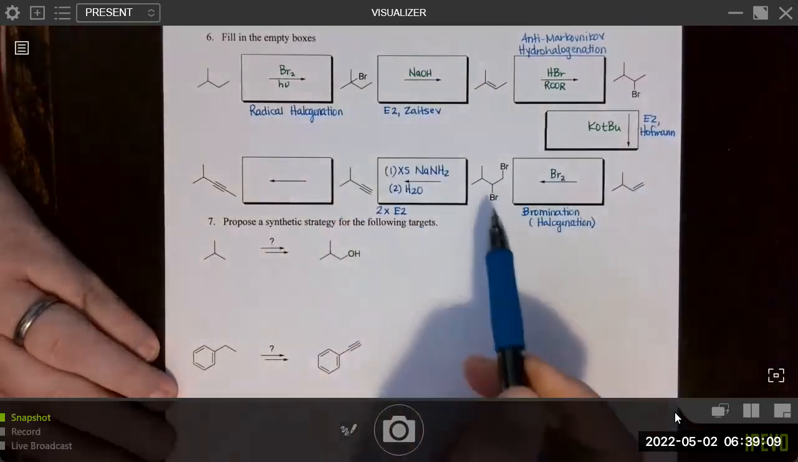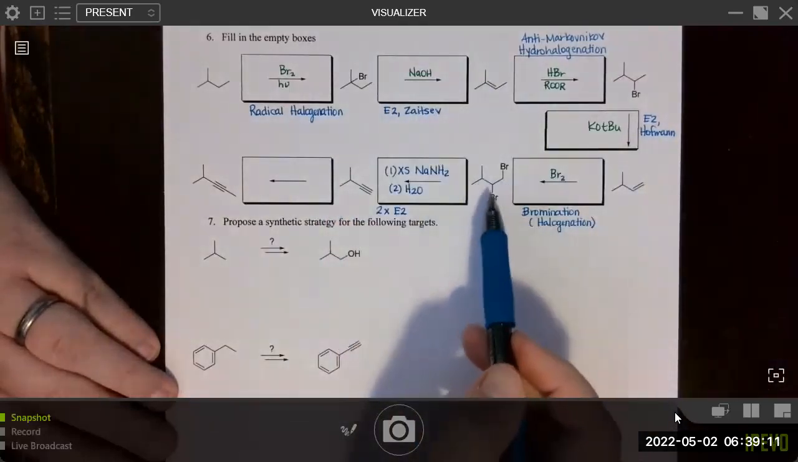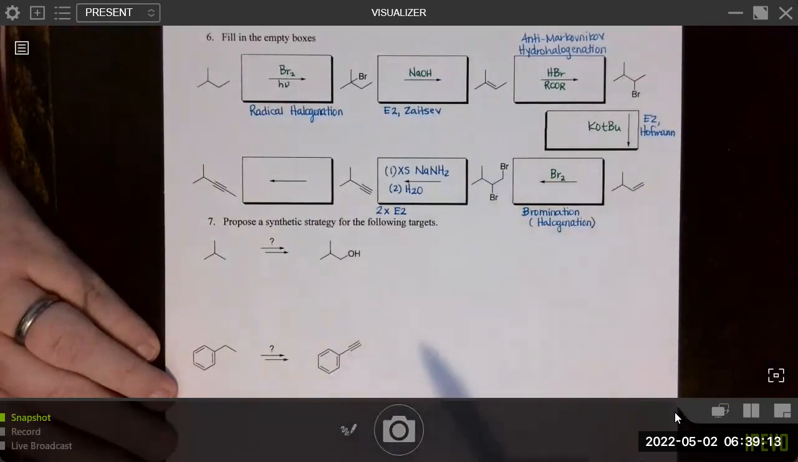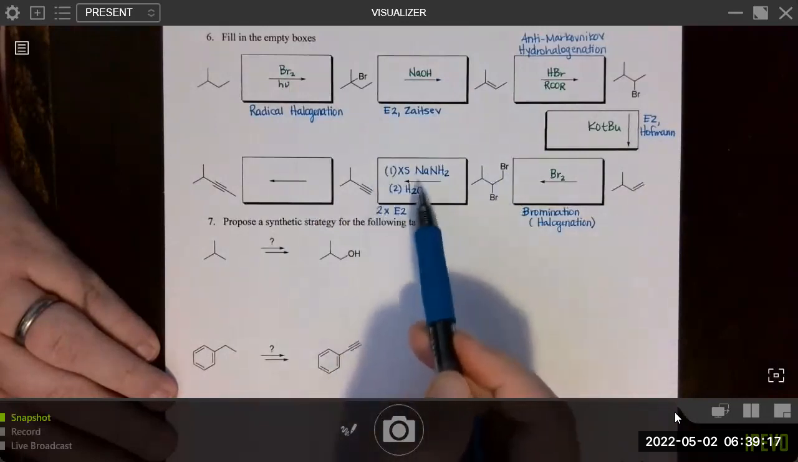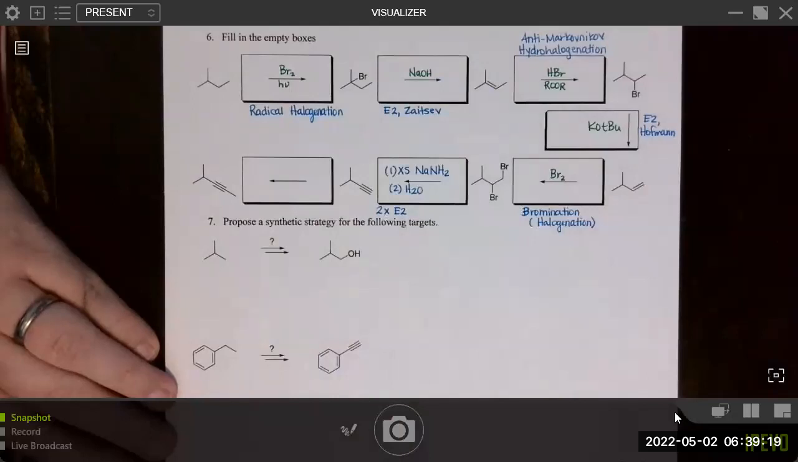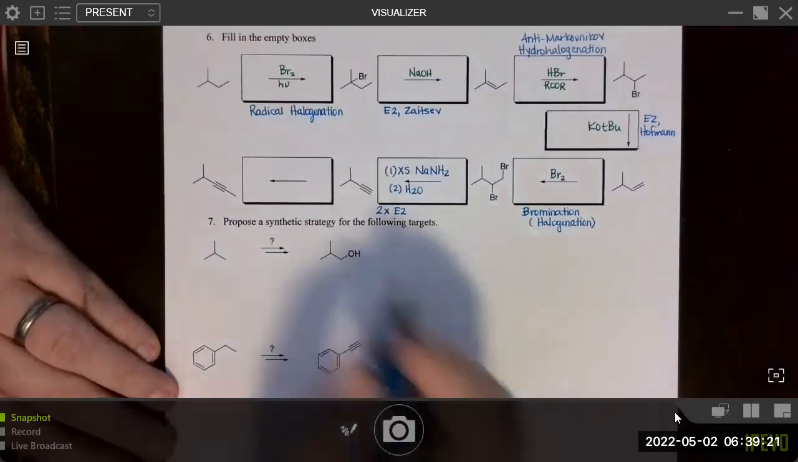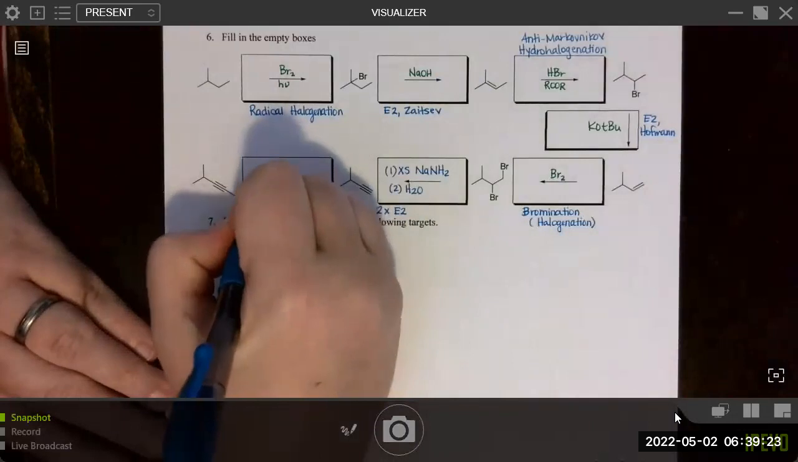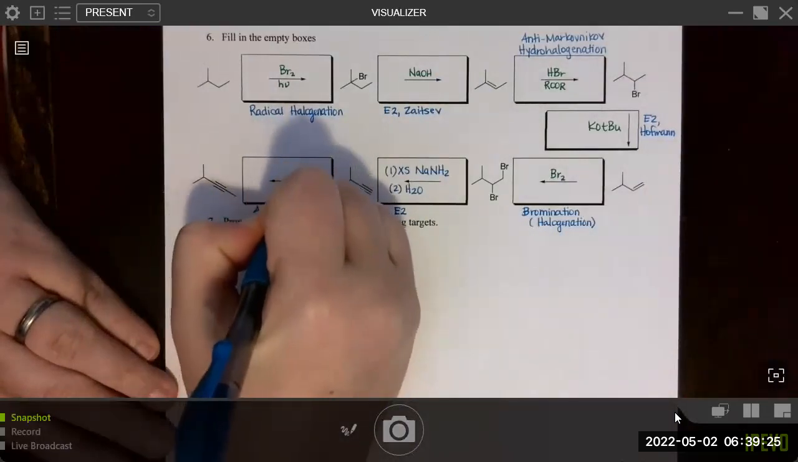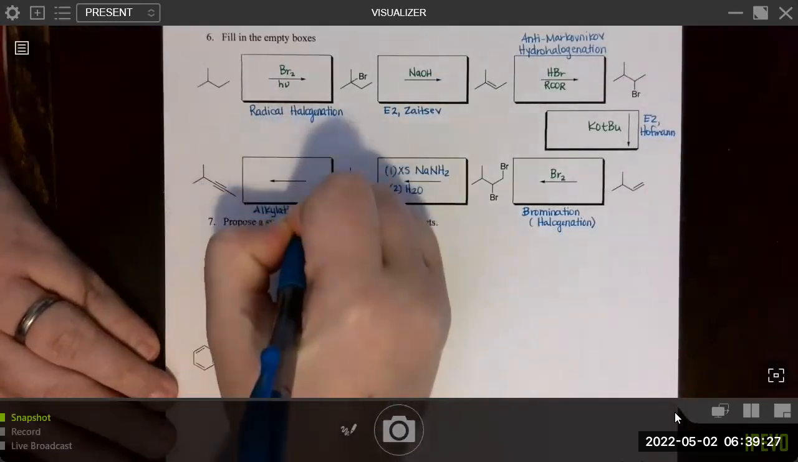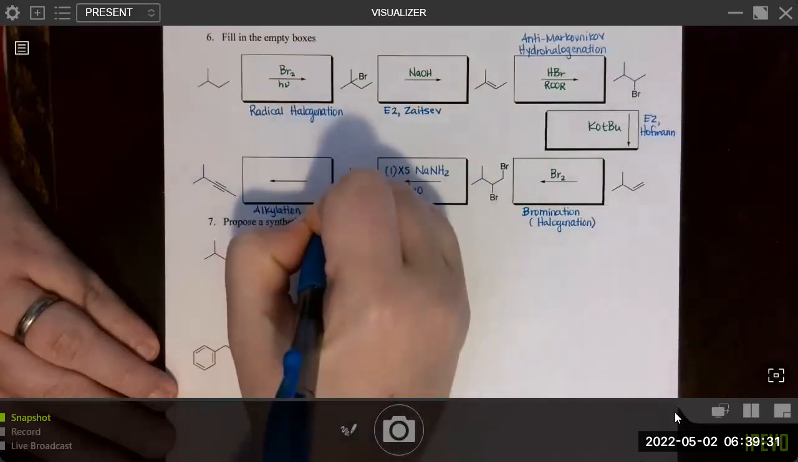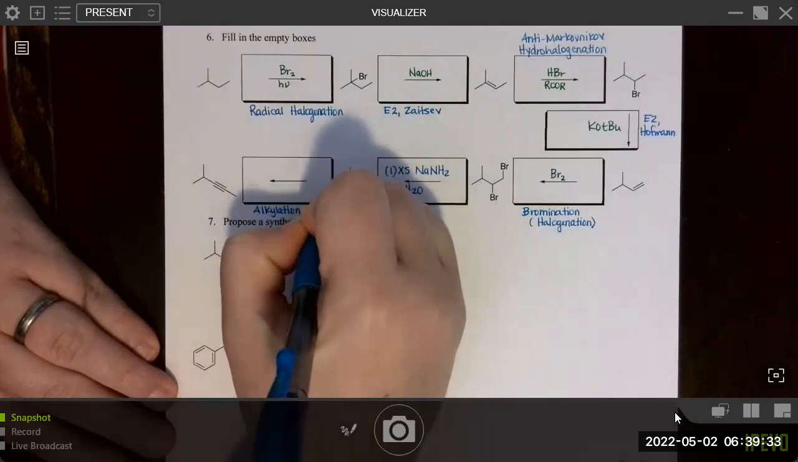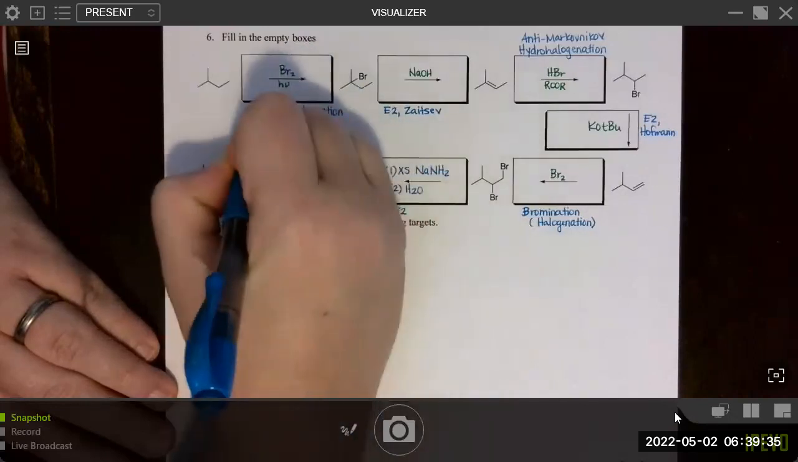Remember that we have 2 equivalents go towards the E2 reactions, and the third equivalent deprotonates the terminal alkyne, and the water reprotonates. And now we want to do an alkylation of the terminal alkyne. Ran out of space. Round up here.